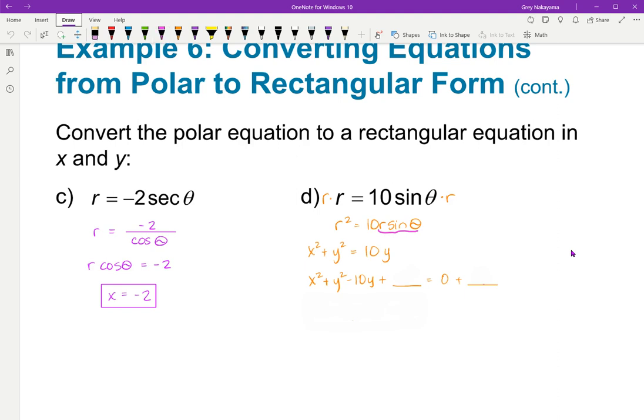Completing the square is half of 10, which is 5, squared, added to both sides, and then that factors. So I'm going to have x squared plus y minus 5 quantity squared equals 25. And that is our circle. So it's a circle centered at (0, 5) with a radius of 5. We're going to learn more about the graphs in the next lesson.